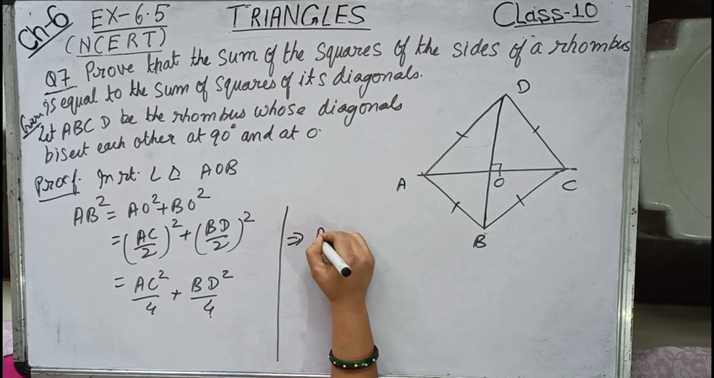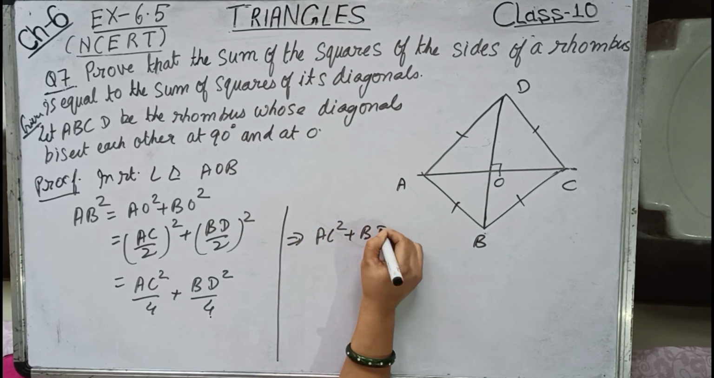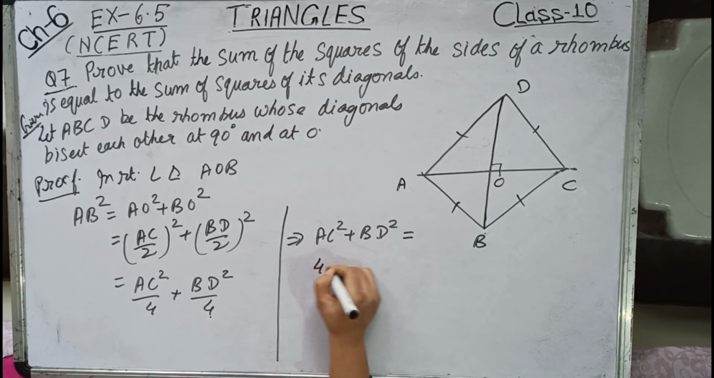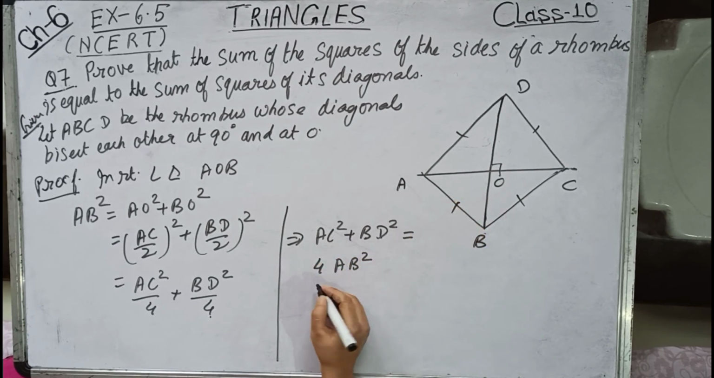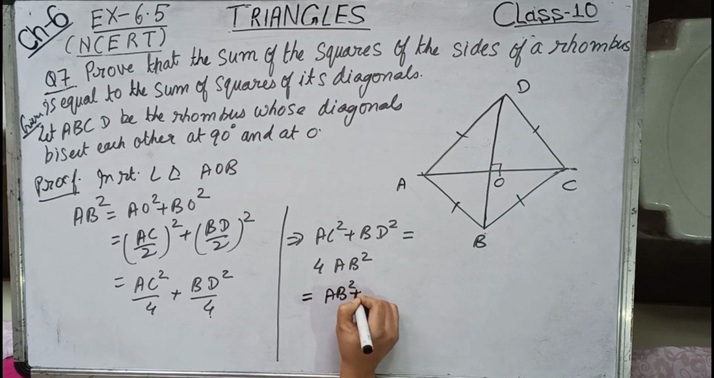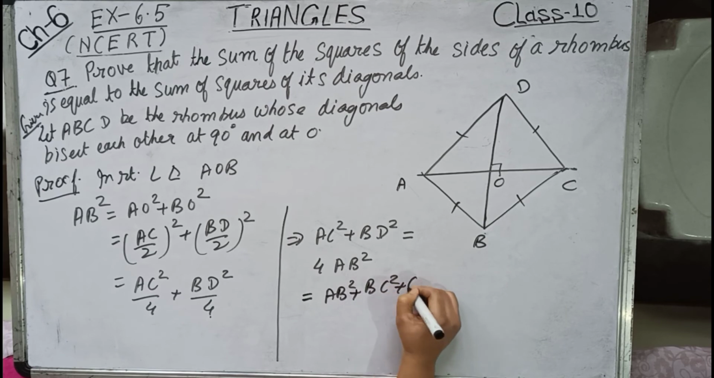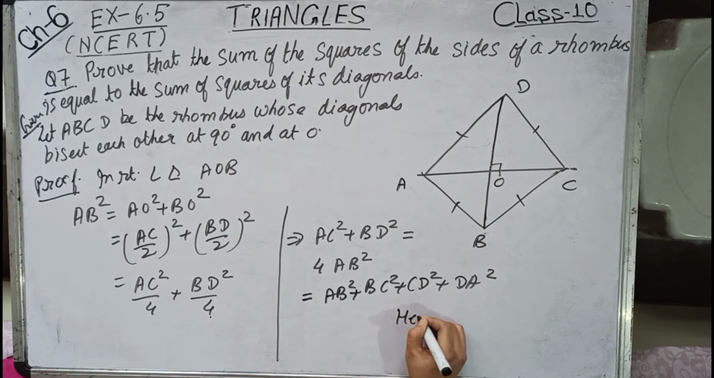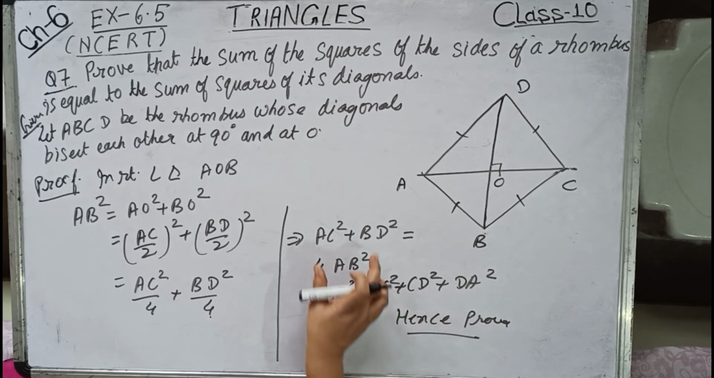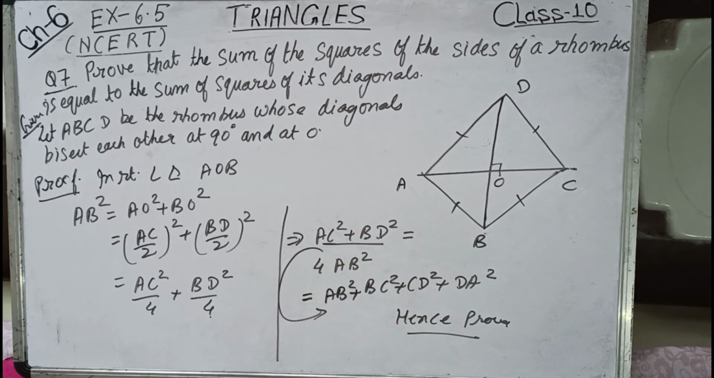This implies AC square plus BD square equals 4 times AB square. Now in a rhombus all 4 sides are equal, so this we can write as equals AB square plus BC square plus CD square plus DA square, and hence proved. So I think you understand the sum of the squares of the diagonals is equal to the sum of the squares of all its 4 sides.